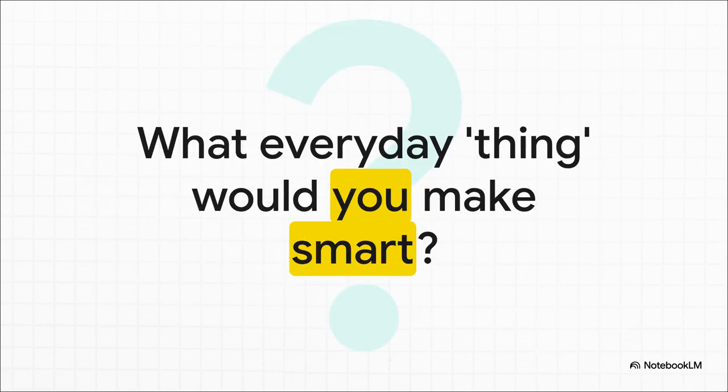So that leads to a fun question. Now that you know the basic building blocks, what everyday thing would you make smart? I mean, think about it. Your coffee maker could know when you wake up. Your garden could know when the soil is dry. This simple sense, think, act loop really has the power to change how we interact with literally everything around us. The only limit, really, is our imagination.